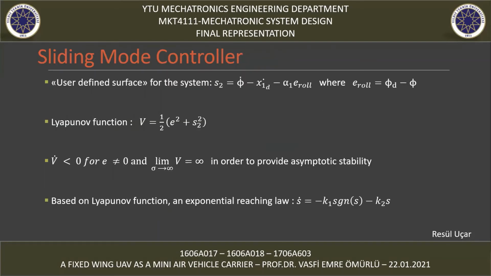Sliding mode controller uses a high-speed switching control law to force the state's trajectories to follow a user-defined surface. For roll angle, firstly, we define a surface for the system in terms of roll angle and roll rate. In general, a state and its time derivative. Then Lyapunov function is selected as shown. Based on Lyapunov function, an exponential reaching law is proposed for the controller as follows.